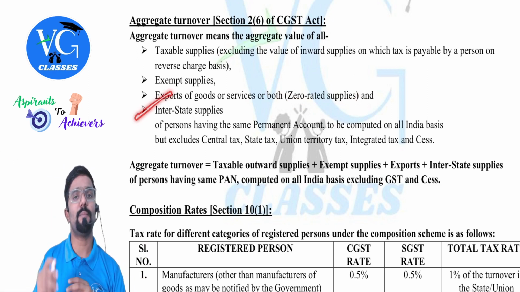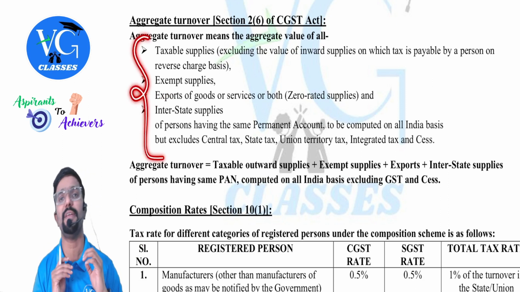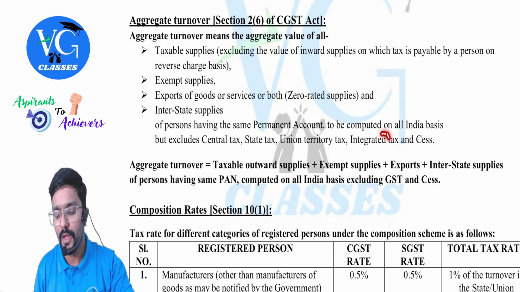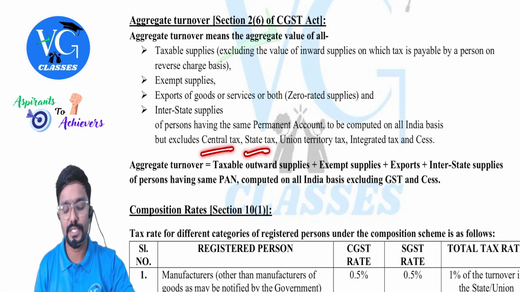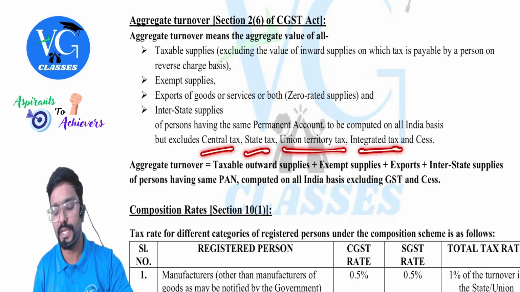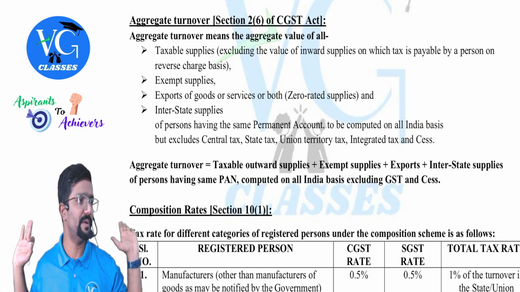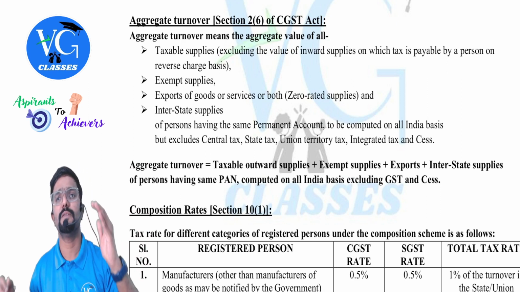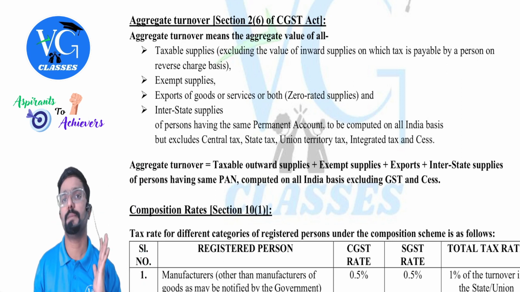Then interstate supplies, that is outside the state, of a person having the same PAN. That means we need to calculate all this on a pan-India basis, guys, not state-wise, to be computed on an all India basis, but excludes CGST, SGST, UTGST, IGST, and cess. So simple, aggregate turnover will not include any GST component. It includes only sales, that is within the state, outside the country, or even exempt supply.